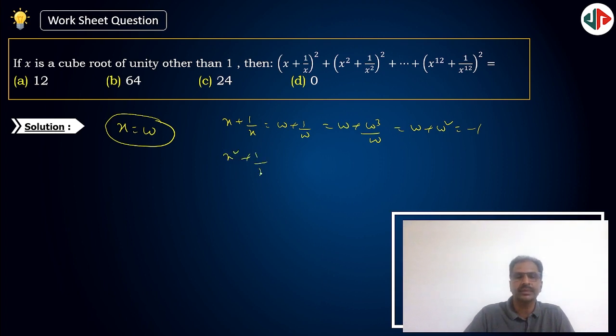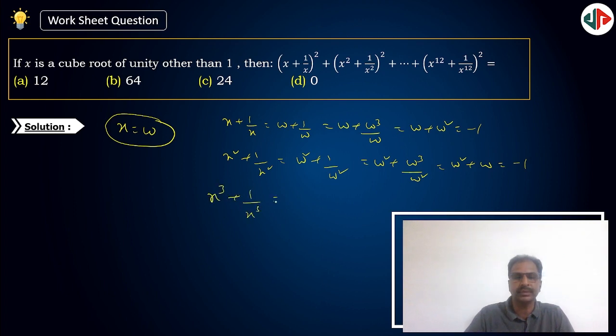Then x square plus 1 by x square will be omega square plus 1 by omega square. Again, in place of 1, we can write omega cube. So this is omega square plus omega. This is also minus 1. Don't think that every term will be minus 1.